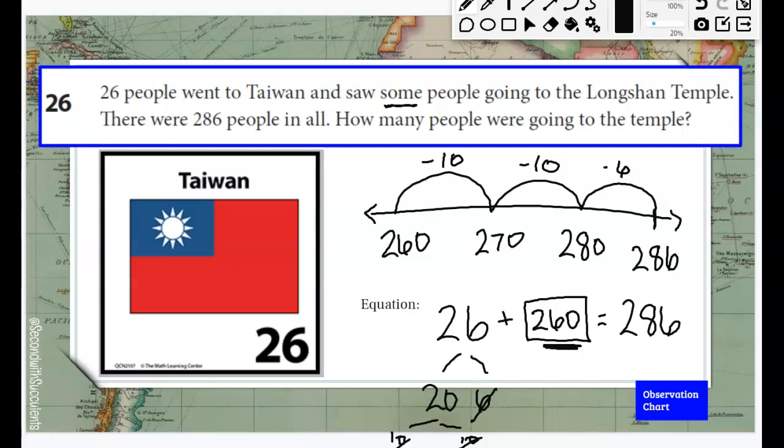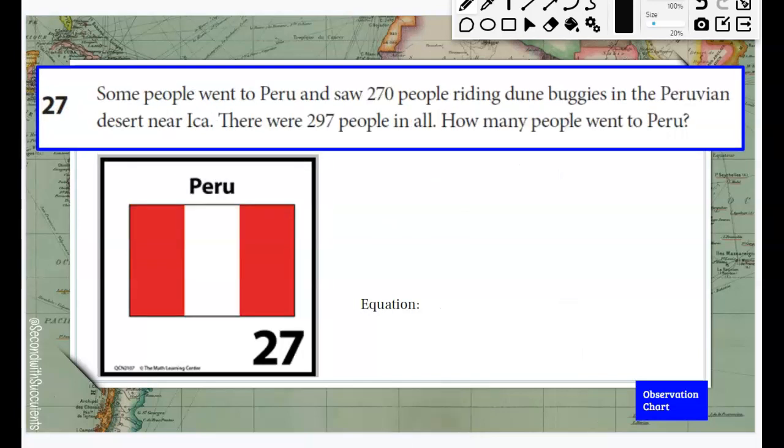Let's solve one more together before you solve the last one on your own. Erase your boards. For this problem, we have traveled to Peru. Listen on the first read. Some people went to Peru and saw 270 people riding dune buggies in the Peruvian desert near Ica. There were 297 people in all. How many people went to Peru? Think about what this problem is asking you as you write your equation.